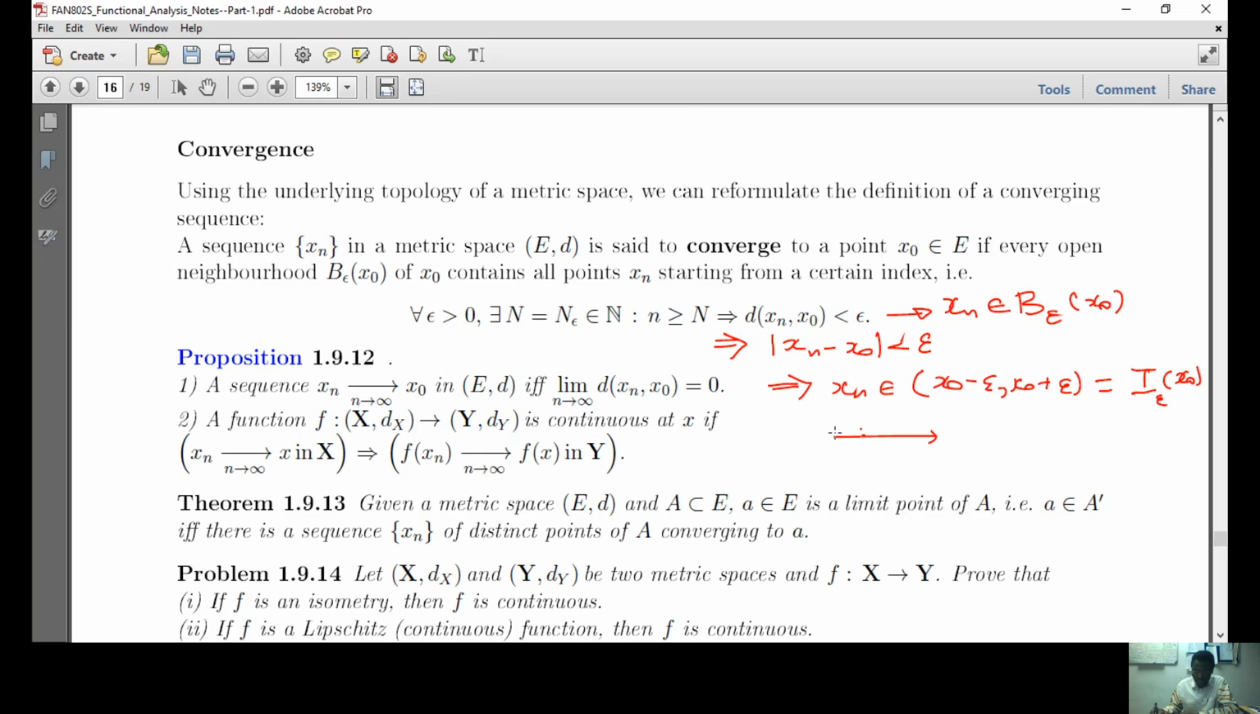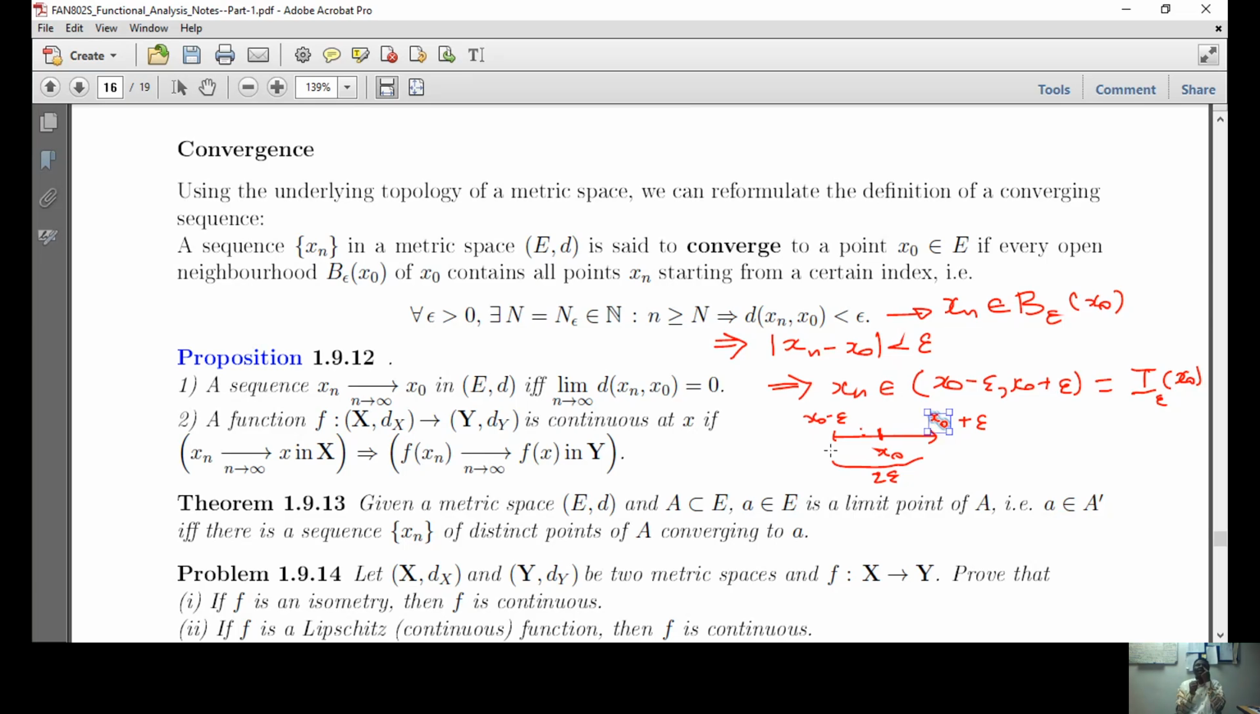We have this open interval. This is X0, the center of the interval. Now this point is X0 minus epsilon. So the length from here to there is epsilon, and then from here to there is another epsilon. If you add epsilon to the center X0, you are at this point, X0 plus epsilon. If you subtract epsilon, so this total length is 2 epsilon. So the total length of the interval is 2 epsilon.